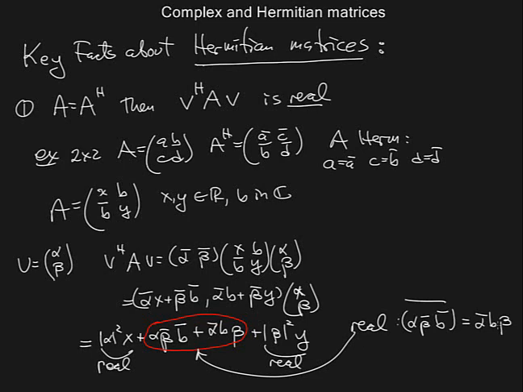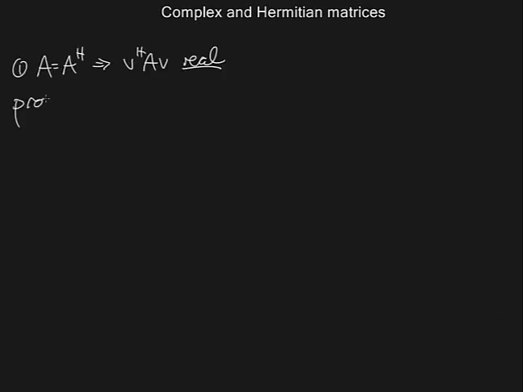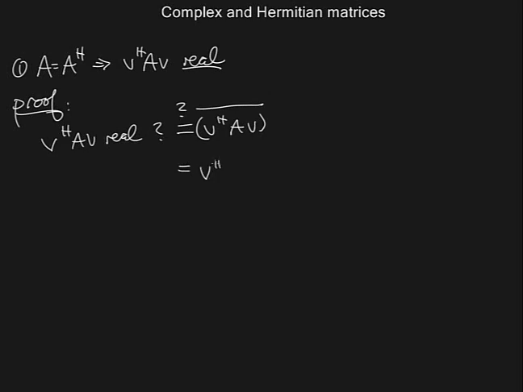Okay, so that's a 2x2 example, but why is this true in general? It's kind of a neat proof. So I'm claiming that V^H A V is real. Well, let's take its bar. The bar of V^H A V is V bar upper H, A bar, V bar. And this is a scalar. It looks like a matrix, but it's a scalar, of course.